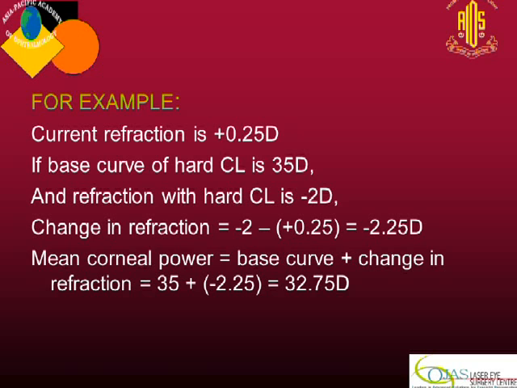Hence, if the current refraction is only 0.25 diopters, and the base curve of the hard contact lens is 35 diopters, and the refraction with the hard contact lens is 2 diopters, then the change in the refraction would be minus 2.5 diopters. Thereby the mean corneal power would be base curve plus the change in the refraction, which comes to 32.75 diopters.